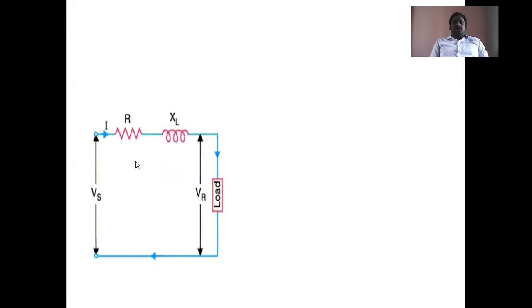Finally, the equivalent circuit of short transmission line is like this. That means it is represented with only resistance and inductive reactance XL, and here this is the sending end voltage Vs, this is the receiving end voltage Vr, and the load connected to the transmission line. And here I is the sending end current. We can observe the performance.